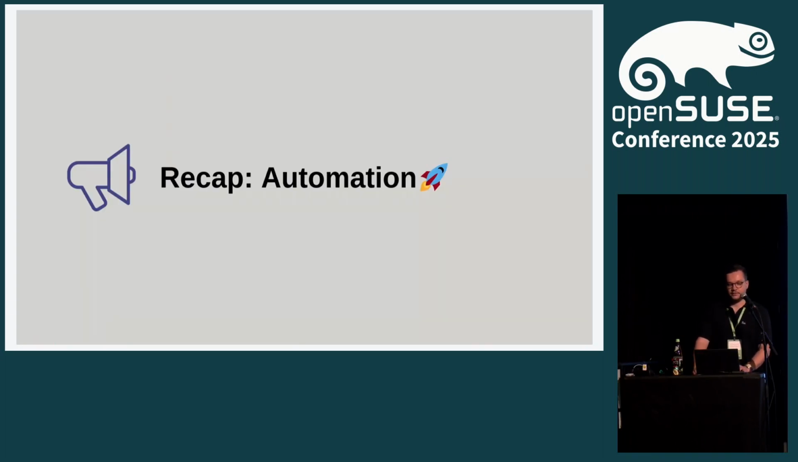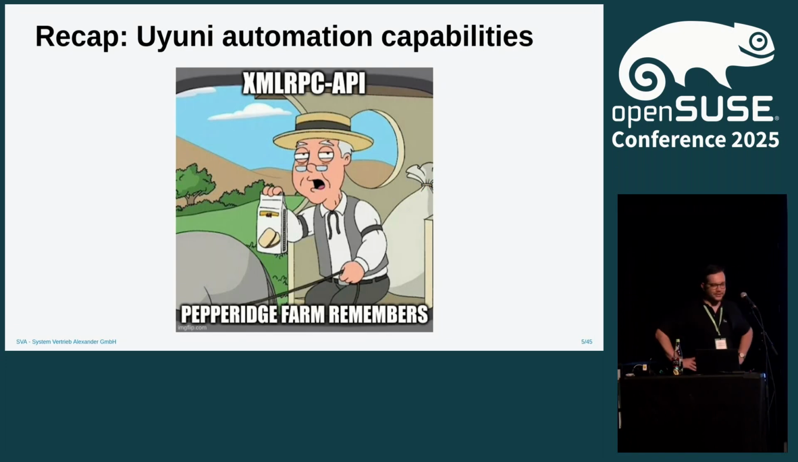What does Uyuni offer us in terms of automation? Well, let's start with the XMLRPC API. Who knows that one? It has been there for a very long time. So if you started with Spacewalk 20 years ago, then you really might remember this one. It always has been there, you can say. It is considered kind of legacy code, I would say. It's sometimes very painful to use, but it's there. At least we have an API.